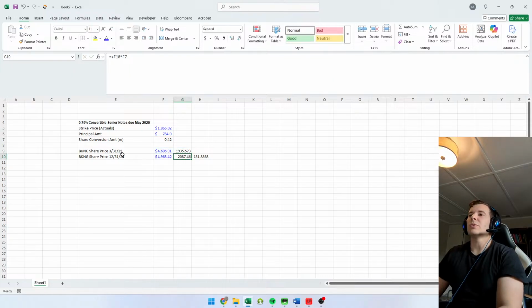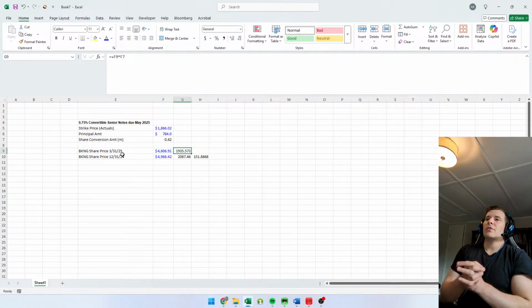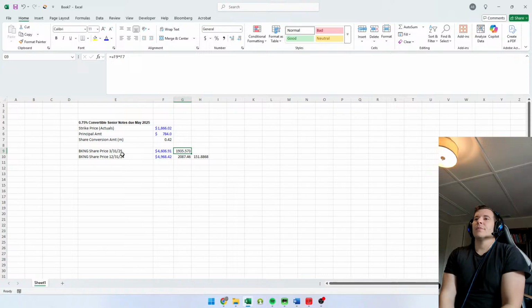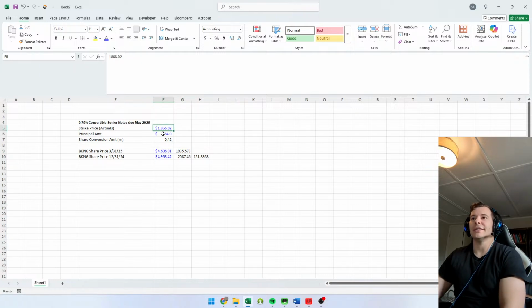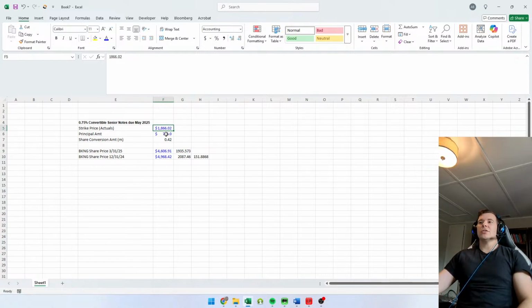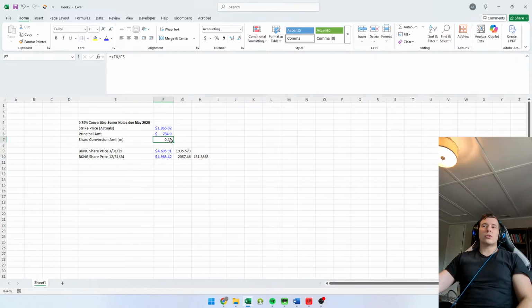All right, so what's going on? Well, Booking right now owes $784 million in debt, but the people who own this debt have the option to convert their debt into shares at $18.66 a share. So they could turn this debt into 420,000 shares. The shares are worth a lot more than that. This convertible senior note is very in the money.